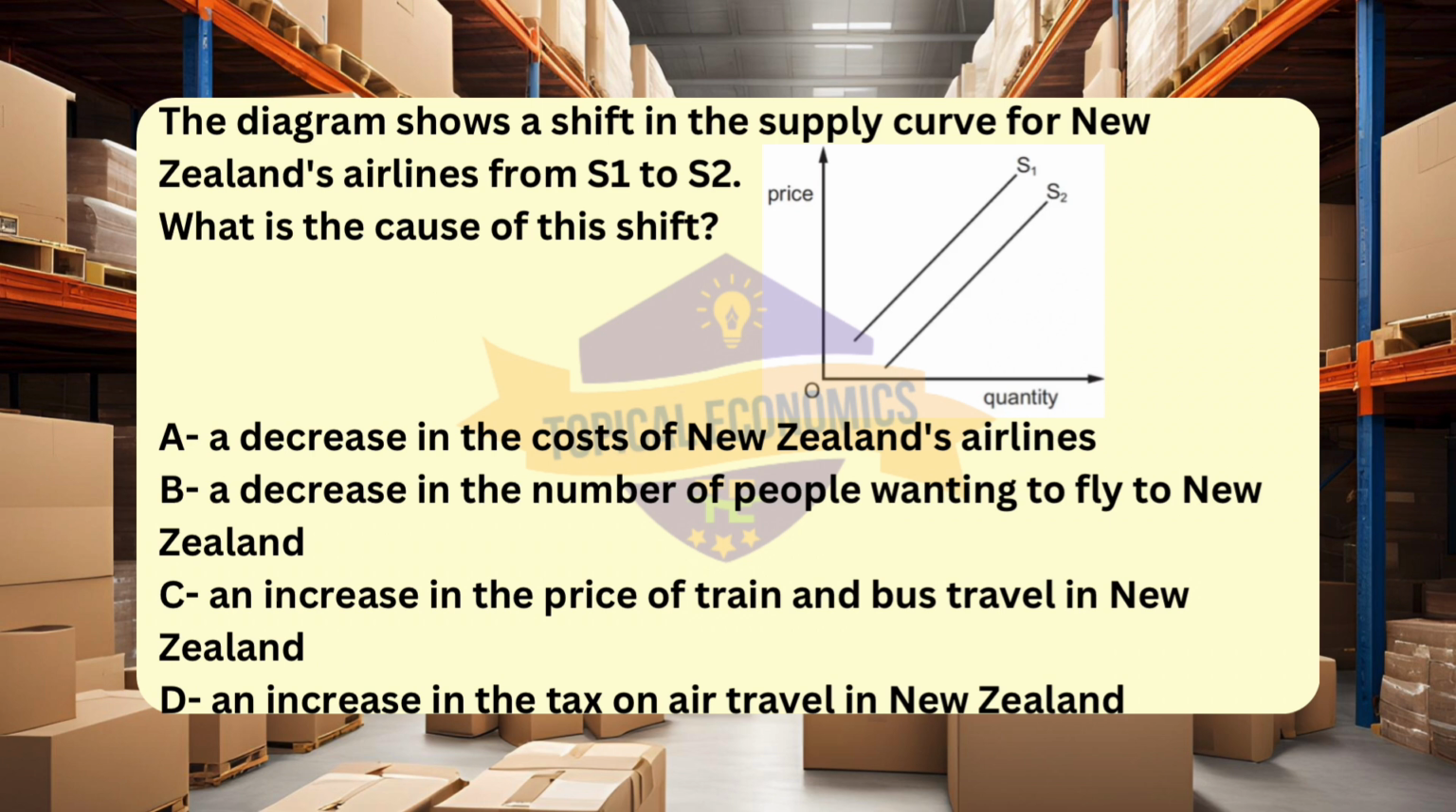The shift in the supply curve from S1 to S2 to the right indicates an increase in supply. The cause of this shift is likely due to a decrease in the costs of New Zealand's airlines. When the costs of production, such as fuel, labor, or maintenance, decrease, airlines can provide more flights or services at the same price, or the same number of flights at a lower price. This increase in supply is reflected by the rightward shift of the supply curve, meaning that, at any given price level, airlines are now willing and able to supply a larger quantity of flights or services. Therefore, the correct answer is option A. A decrease in the costs of New Zealand's airlines.